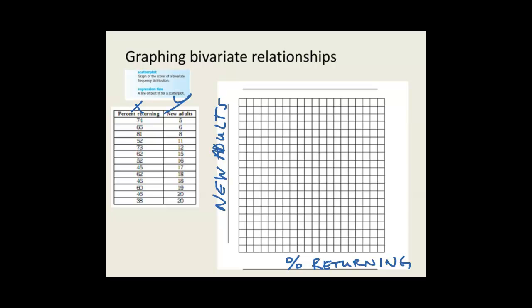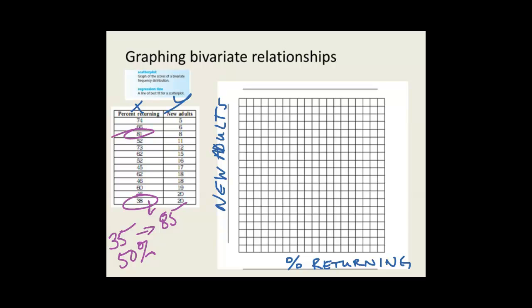So a minimum, let's see, 38, I believe, is my minimum percent returning. My maximum, does anything go higher than that, 74? Yep, 81. 81 would be my maximum. So if I round down the 38 to say 35 and up the 81 to 85, it looks like I need to have a range of 50% if I don't start at the origin.